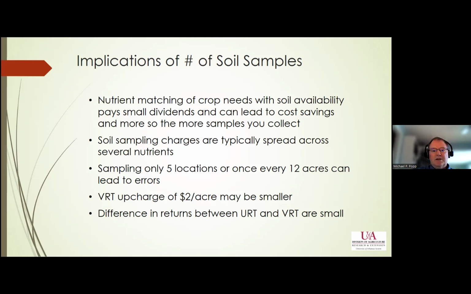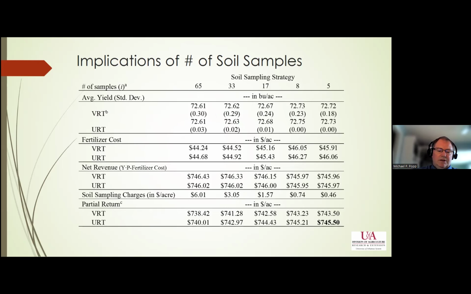The VRT upcharge is subject to debate. If people have invested in VRT equipment, they're going to charge more for that VRT application than the URT application. If they don't have any URT applicators anymore, it's a moot point. And so I would say that $2 an acre difference may actually be smaller, and that $2 an acre difference comes from what they report for the Mississippi State budgets. And then the difference in returns between URT and VRT are pretty small.